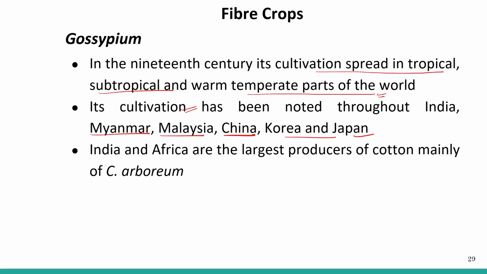Nowadays cultivation is done in India, Myanmar, Malaysia, China, Korea and even Japan. India and Africa are the largest producers of cotton, mainly Gossypium arboreum.